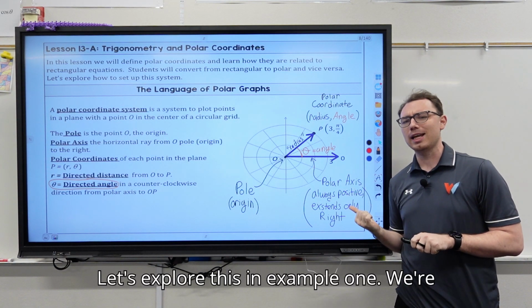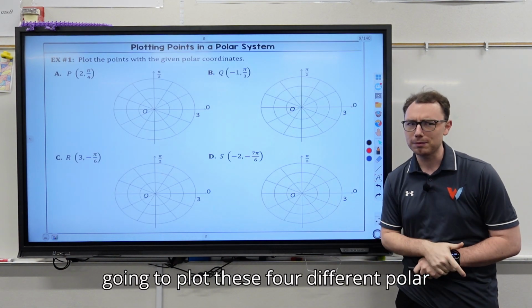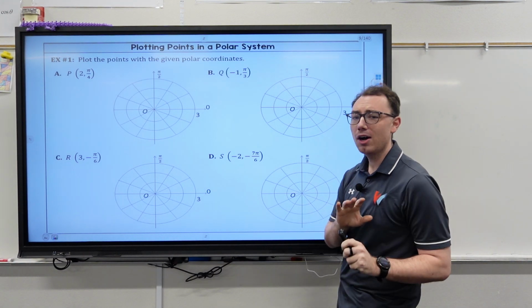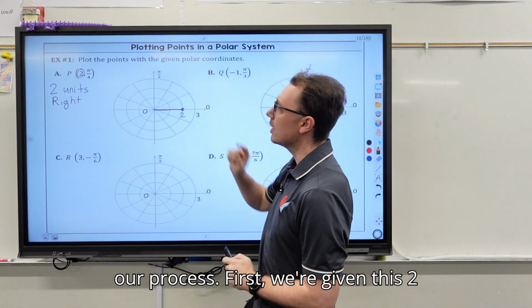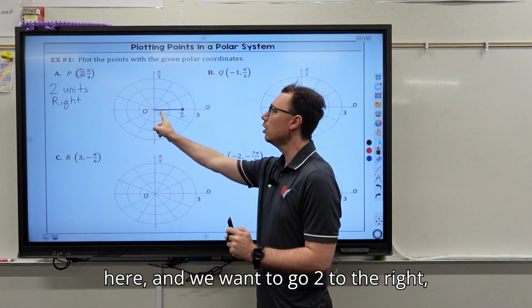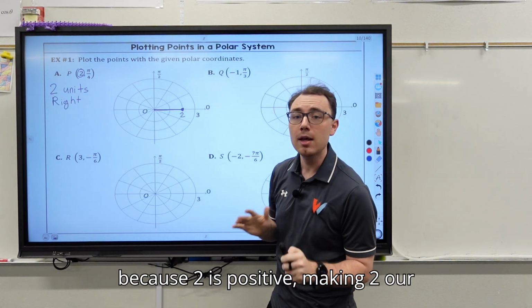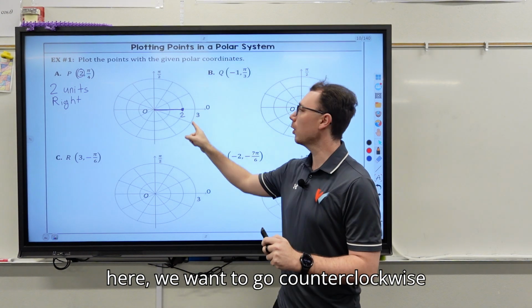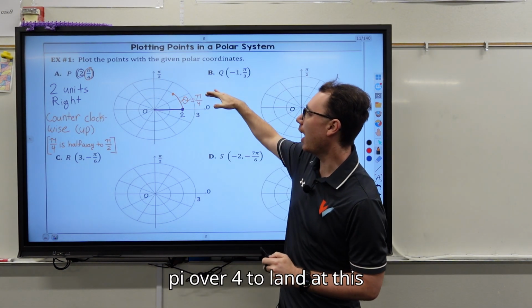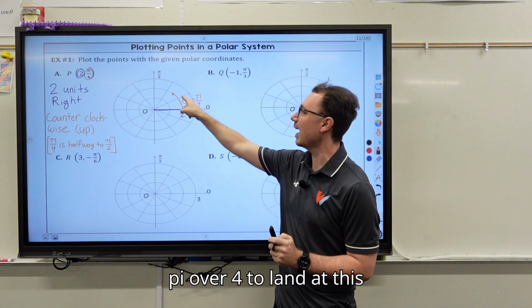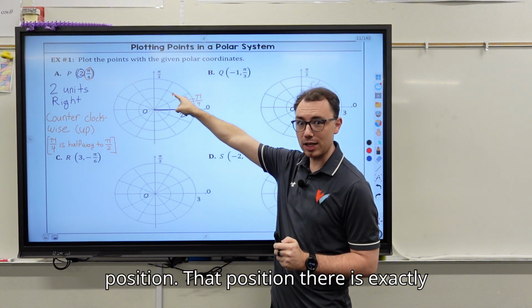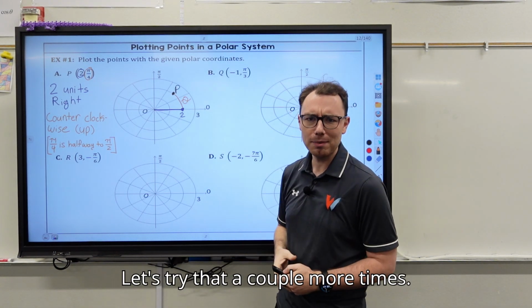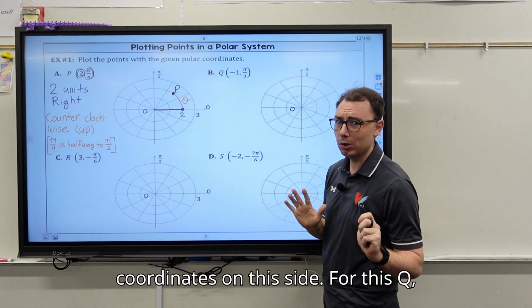Let's explore this in example 1. We're going to plot these 4 different polar points using these coordinate grids, and notice our process. First, we're given this 2 here, and we want to go 2 to the right because 2 is positive, making 2 our radius. Then, from this point, we want to go counterclockwise pi over 4 to land at this position. That position is exactly where our point P is. Let's try that a couple more times. That's all we're doing with polar coordinates on this side.